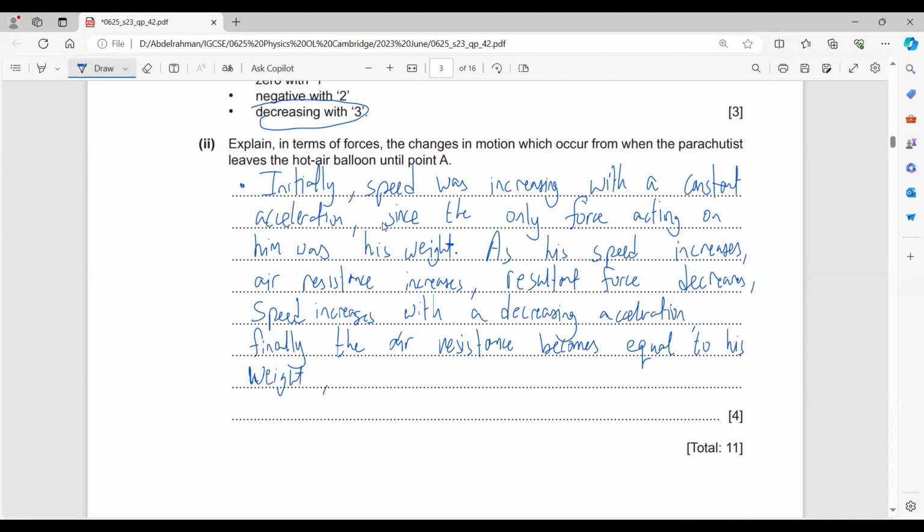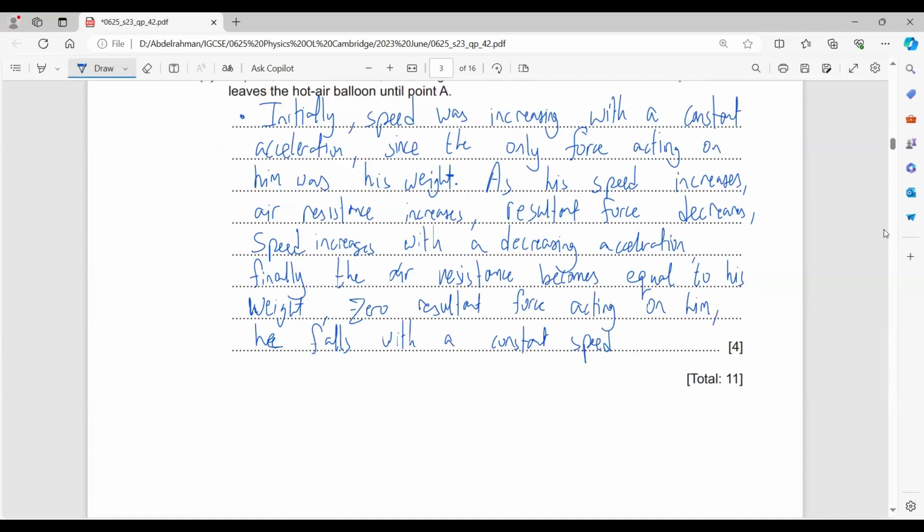Air resistance becomes equal to his weight, so therefore zero resultant force acting on him, and then he falls with a constant speed. We can name it terminal velocity. You can say he falls with a terminal velocity, or constant speed, it's okay. Both of them are the same.